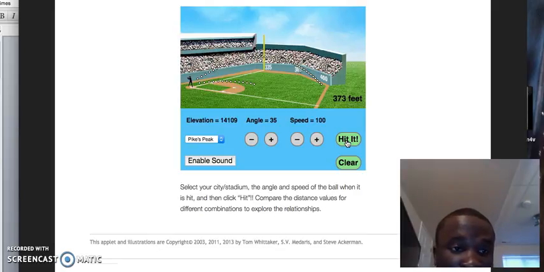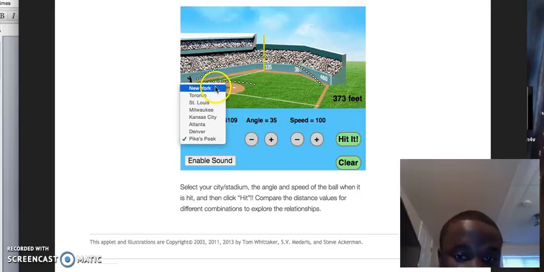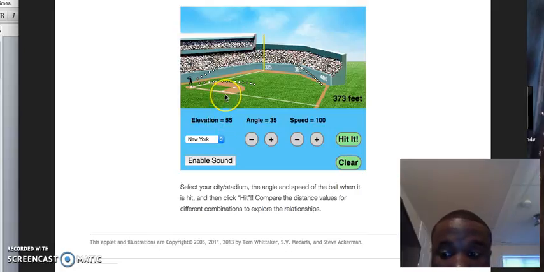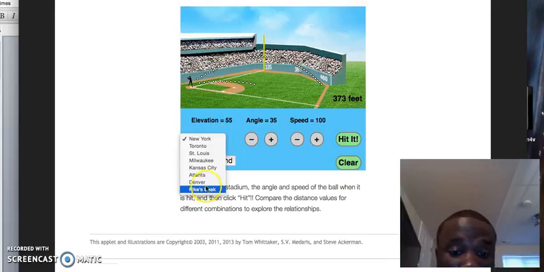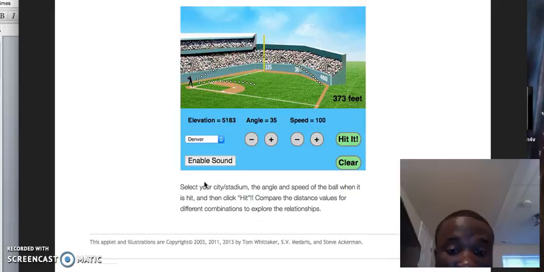If I'm a track runner and I run track, I think it would be better if I live in places like New York, that have an elevation of, let's say, 55 feet, which is a lot lower compared to places like Denver, which is 5,183. I want to make sure I have proper training before running in Denver because it will be hard for me to run in Denver compared to New York with the lower elevation.